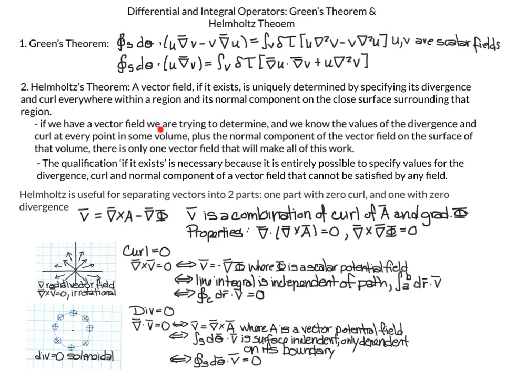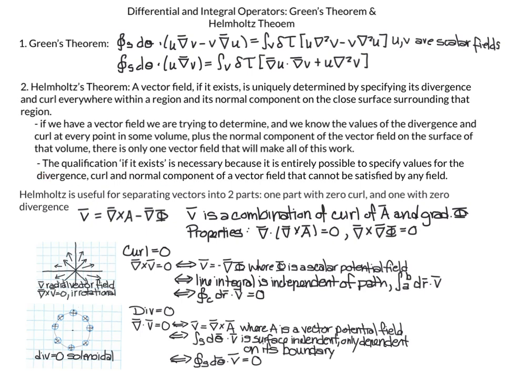So if we have a vector field we are trying to determine and we know the values of divergence and curl at every point somewhere in the volume, plus we also know the normal component of the vector field on the surface of that volume, then there's only one vector field that will make all of these three things, the divergence, curl, and normal component, work. And the qualification, if it exists, is there because it's entirely possible to specify values for divergence, curl, and normal component where no vector field can satisfy these three conditions.